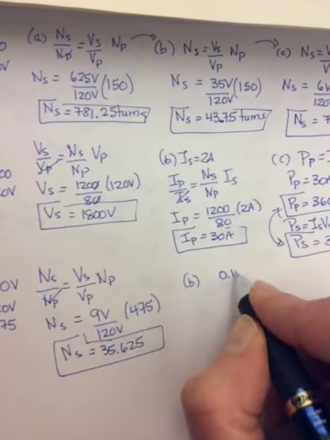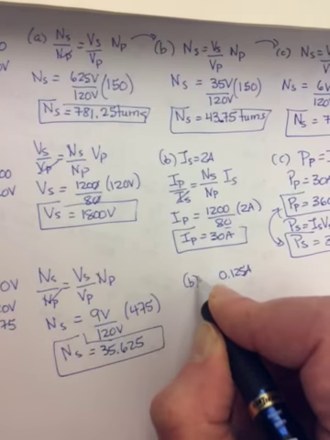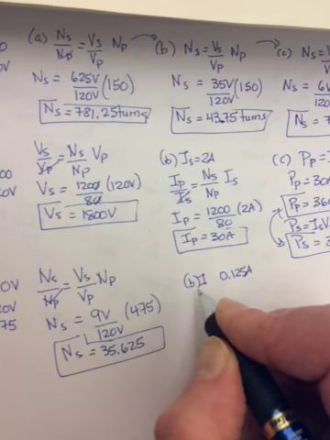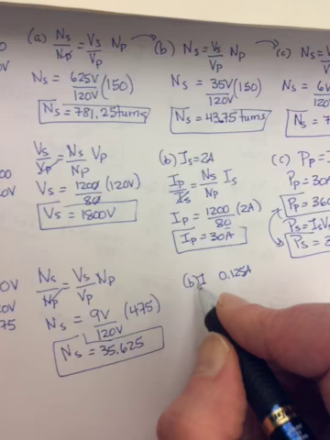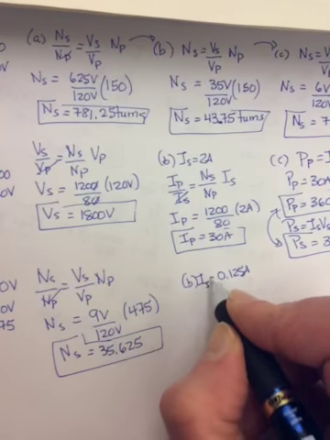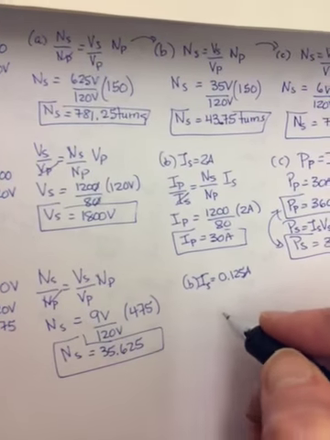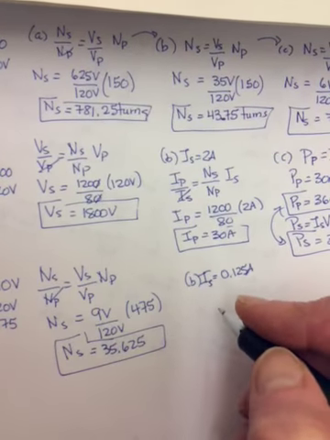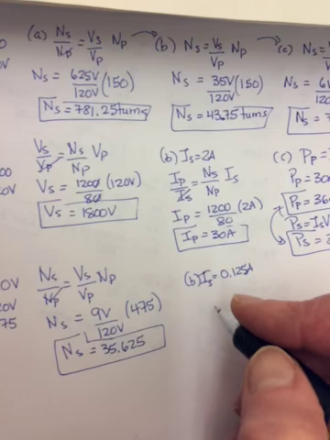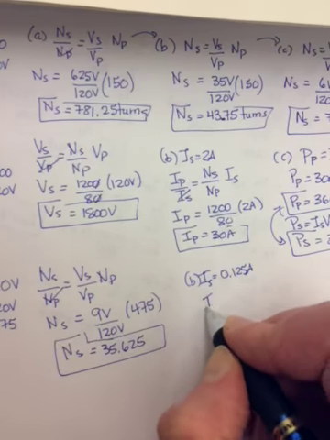So 0.125 of an amp. That's your I. 125 milliamps flows through the computer. So that's your I secondary, because it's going into the computer, which is what's coming out of the secondary coil. What current flows through the transformer's primary?